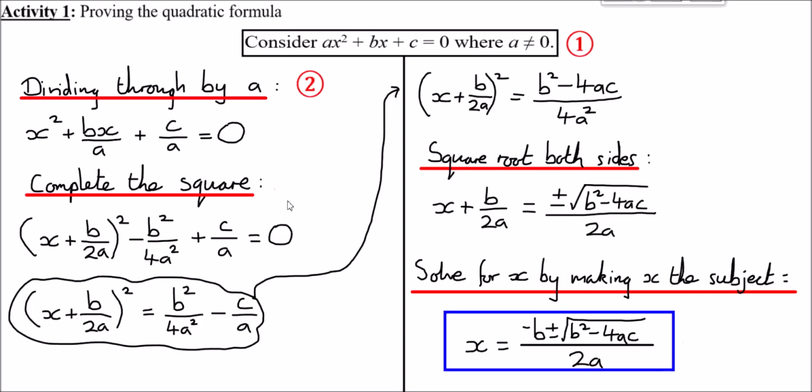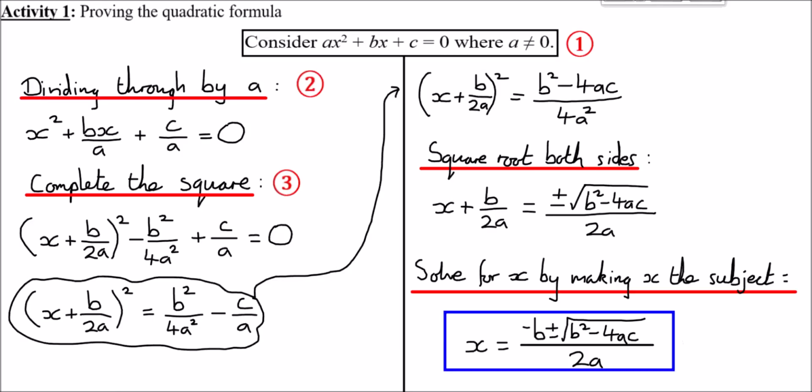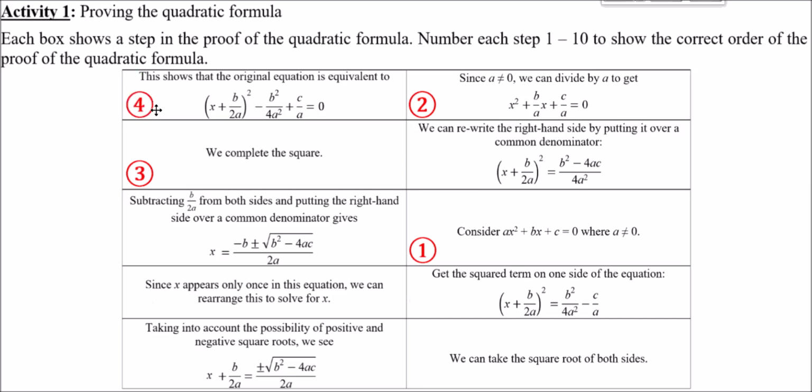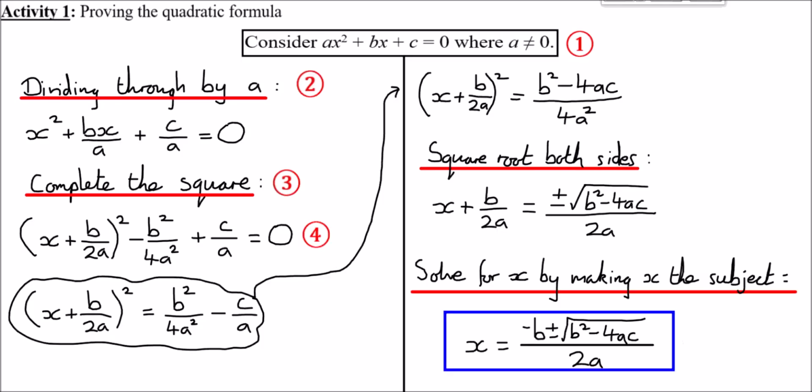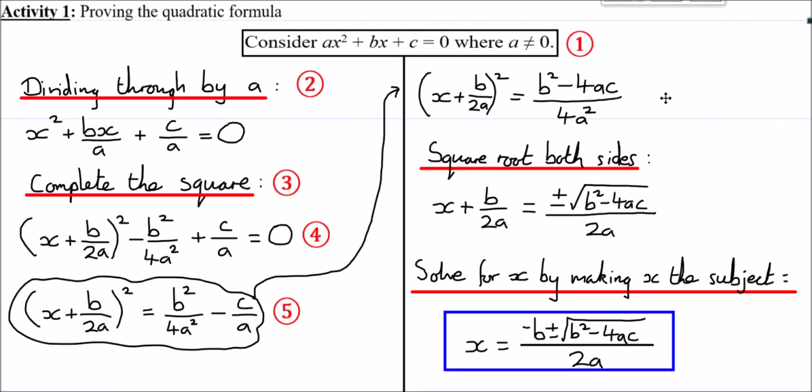After step 2, we completed the square. So step 3 is this one here. After completing the square, we arrived at this result below. So step 4 is this one in the top left. After step 4, we rearranged the equation to end up in this form. So step 5 is here, and so on yours, it's that here. After step 5, we put it all over a common denominator. We did this, so that was step 6.